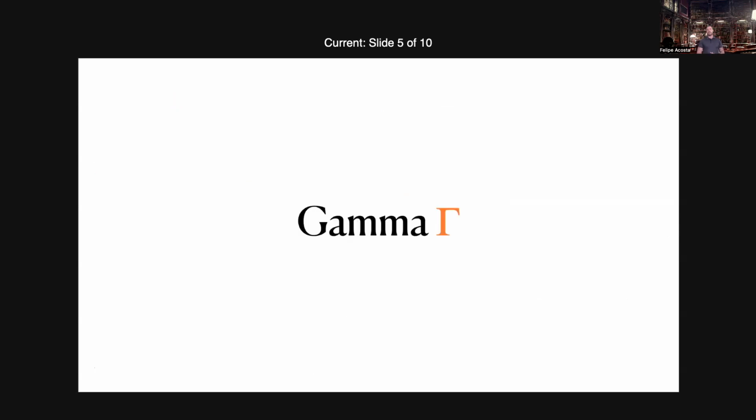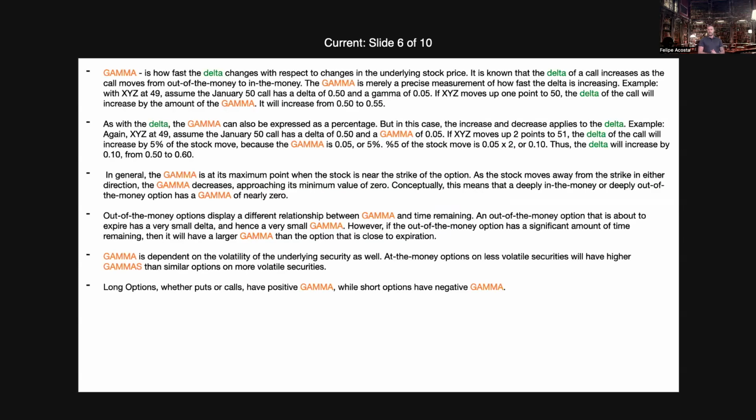Now let's talk about gamma. What is gamma? Gamma is very important to delta because it influences how that delta moves. So gamma is how fast delta changes with respect to changes in the underlying stock price. It is known that the delta of the call increases as the call moves from out of the money to in the money. So in the money, meaning it has value, it's basically at strike or above strike. The gamma is merely a precise measurement of how fast the delta is increasing.